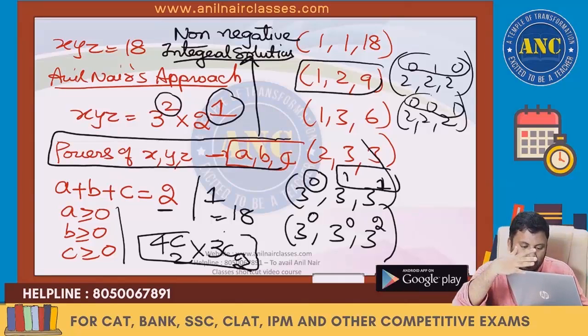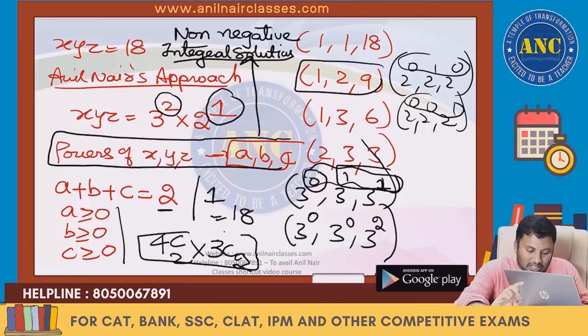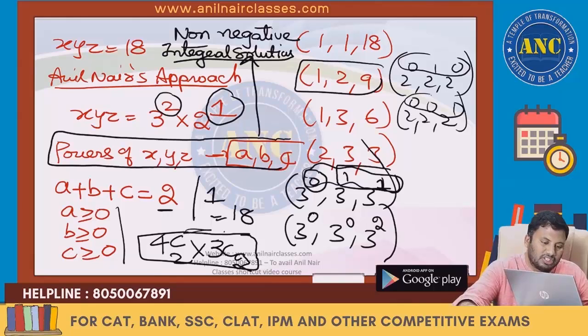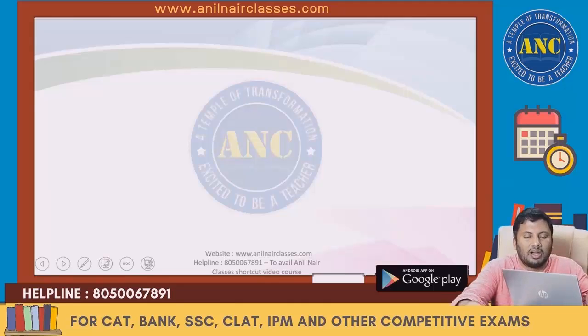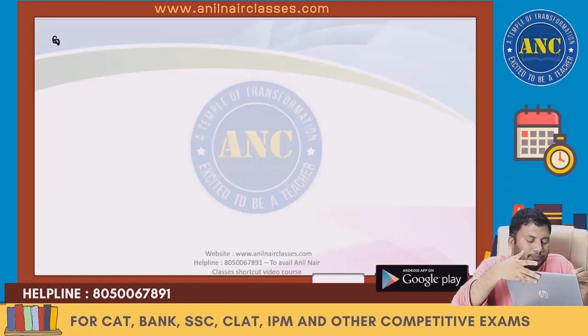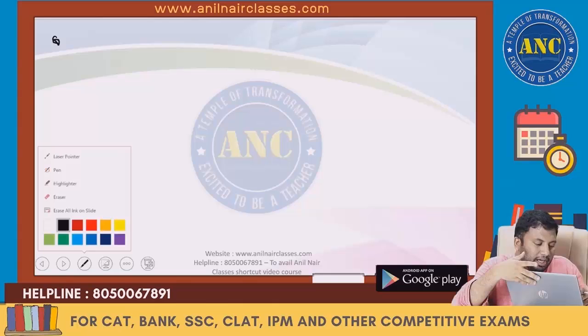Please see this: 2, 3, 3. 3 power 1, 3 power 1, 3 power 0. Sum of these powers is 2. Sum is also taking 0. a plus b plus c is 2. a0, b0, c0, 1, 1, 1. 2 plus 3 is 5, 5C2. 1 plus 3 is 4, 3C2. 4C2 into 3C2. Right? Now, one more example which we will solve. Then it should be clear to you.